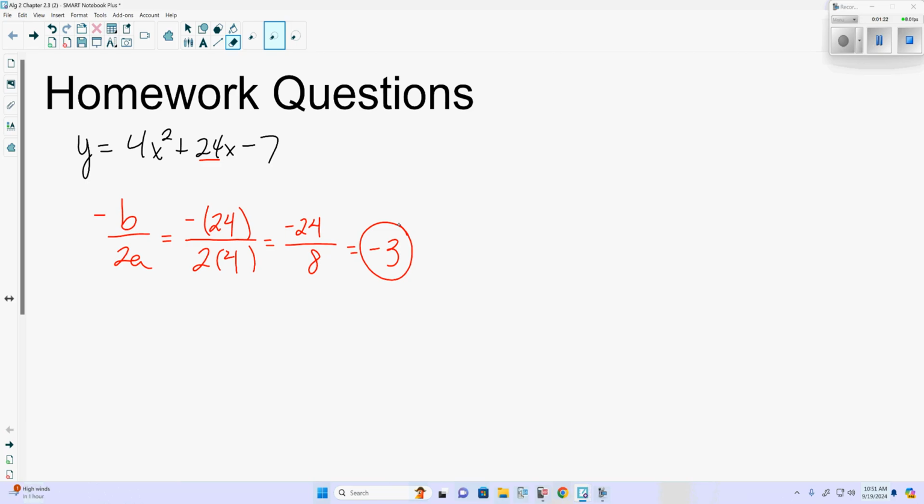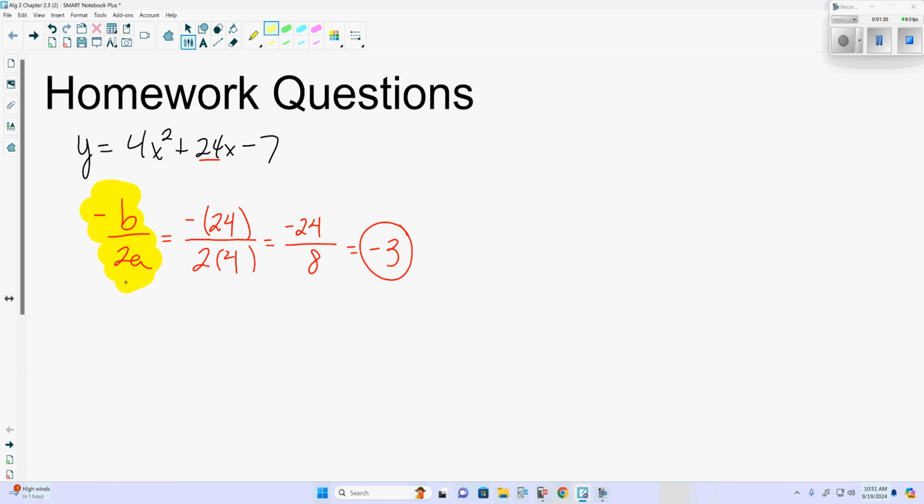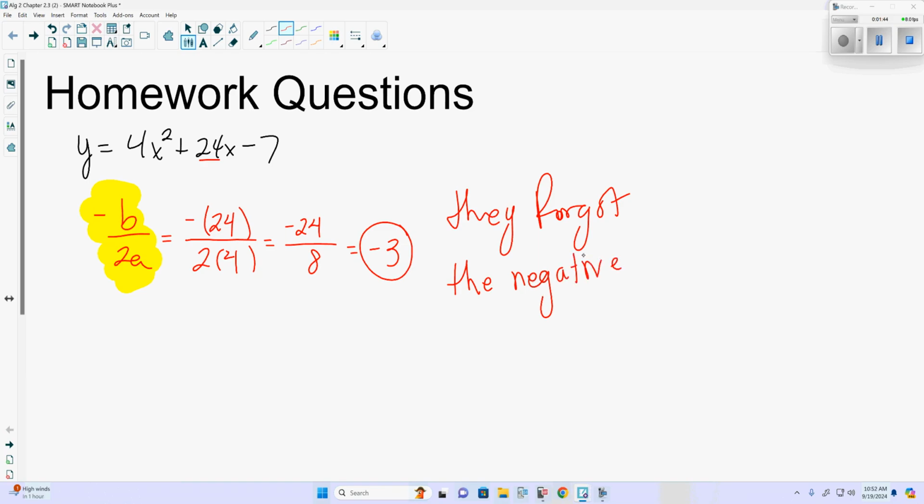So, yes, but what did they do wrong? Right, because our formula is negative b over 2a. They forgot the negative. They forgot the negative.